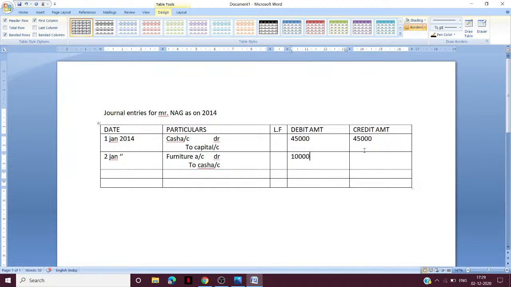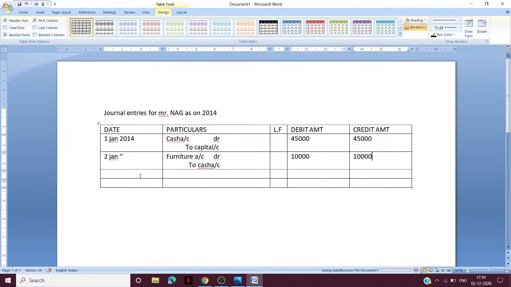Why are we writing the same amount on both the sides? Always remember accounting says there is always equal debit and credit. So we are following that equation.